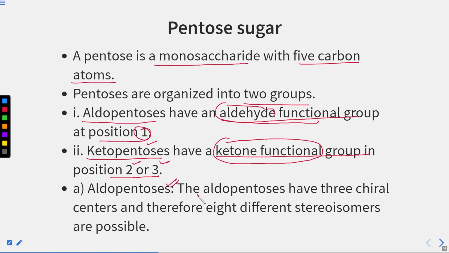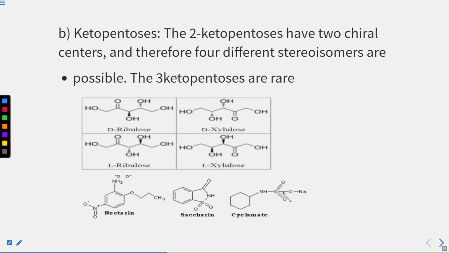So let us talk about the aldopentoses. Aldopentoses have 3 chiral centers and therefore 8 different stereoisomers are possible. Stereoisomers are isomers that have a different structure in space, right? And the ketopentoses have 2 chiral centers and therefore 4 different stereoisomers are possible. So here you can see D-ribulose, D-xylulose, L-ribulose and L-xylulose.